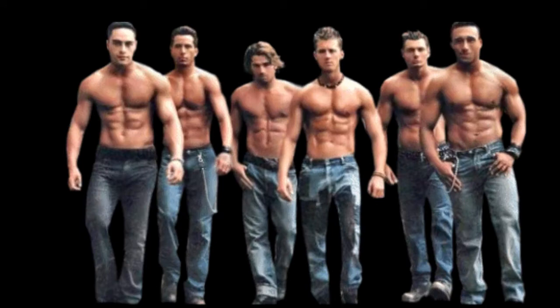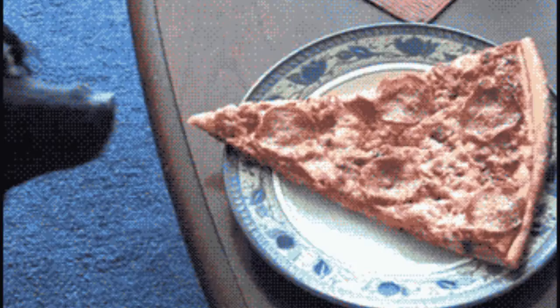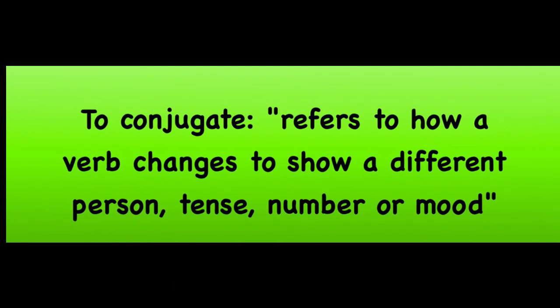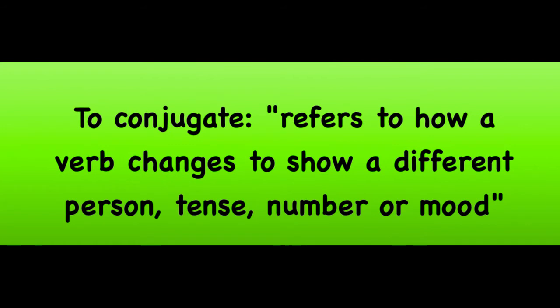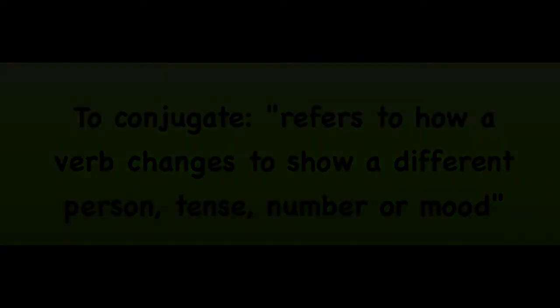For example, right now I'm talking to you. In grammar, that is a verb. Other examples of a verb could be to shake like that, to run, to walk, to eat, something that we love to do. According to the Oxford Dictionary, to conjugate refers to how a verb changes to show a different person, tense, number, or mood.